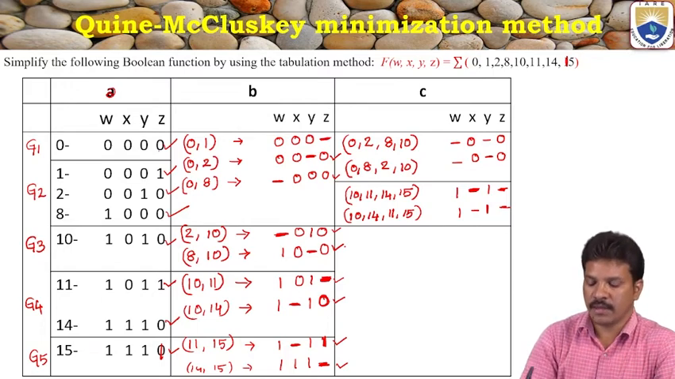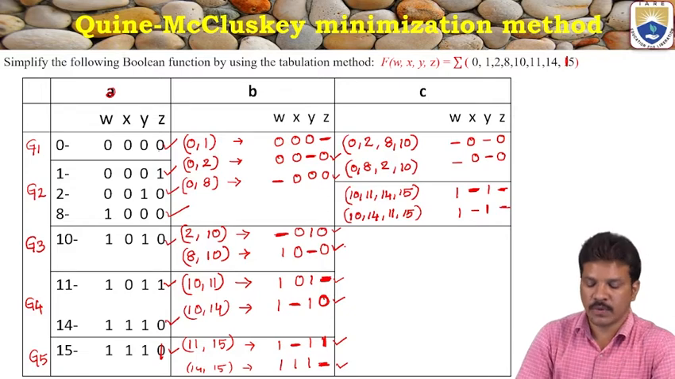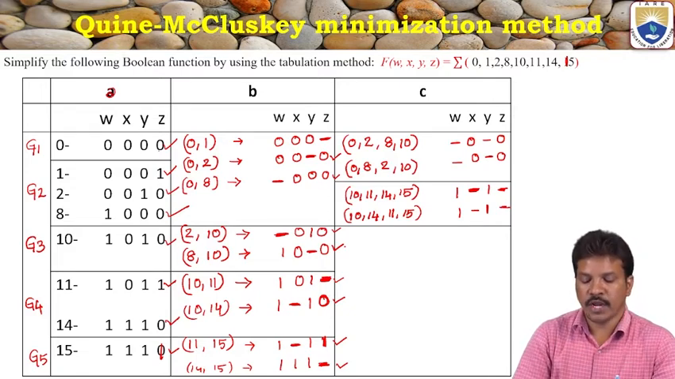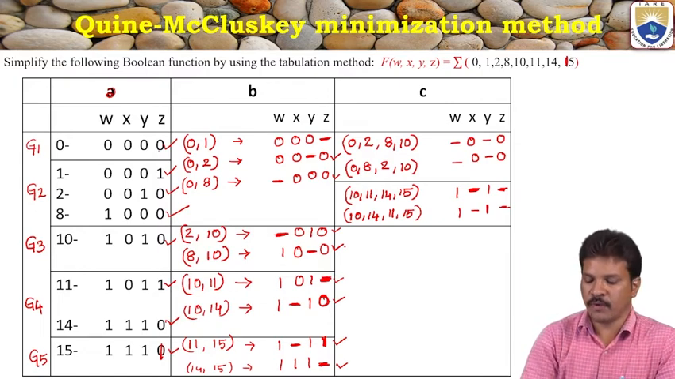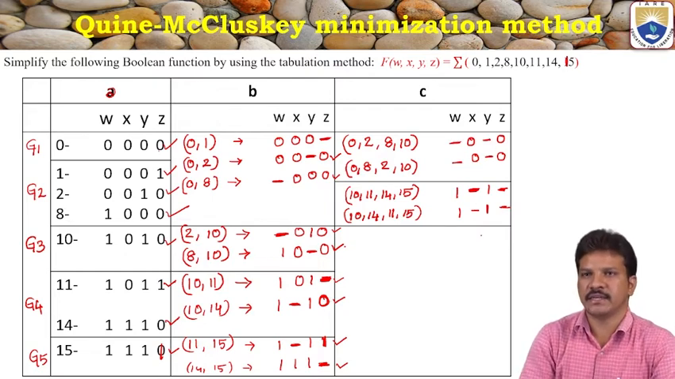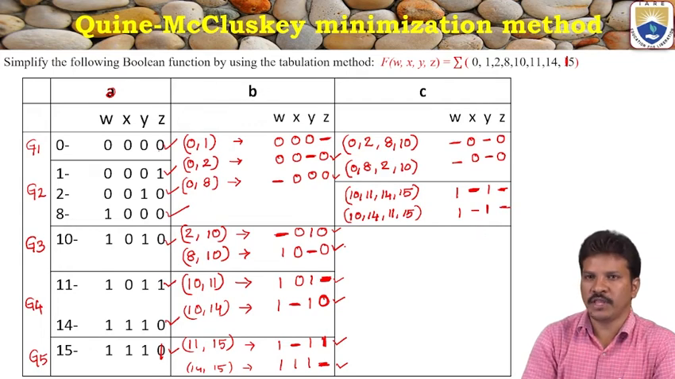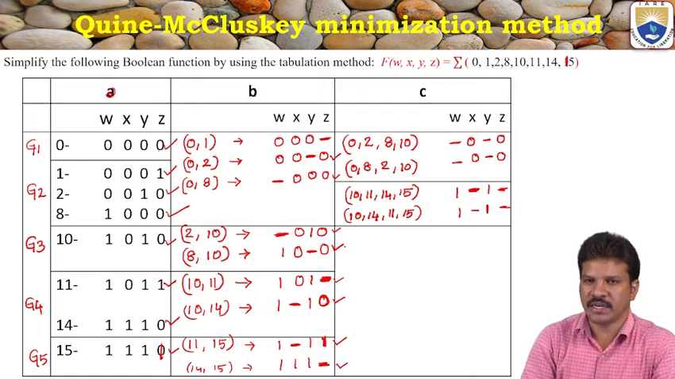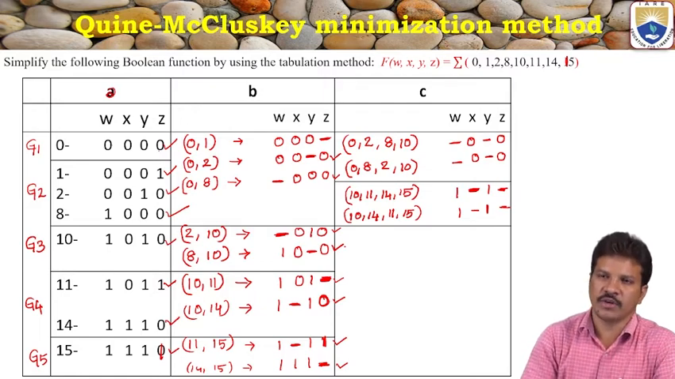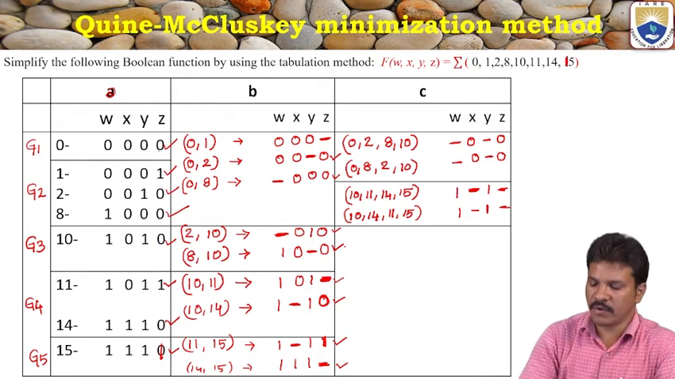Checking column C, there are two groups. One is 0, 8 to 10, 0, 8 to 10, and the other is 10, 11, 14, 15, 10, 14, 11, 15. When we compare these groups to search whether there is any combination with one bit change, there is none. If you compare group 1 and group 2 in column C, there are no minterms having only one bit change or one variable change. So they are also unmarked.